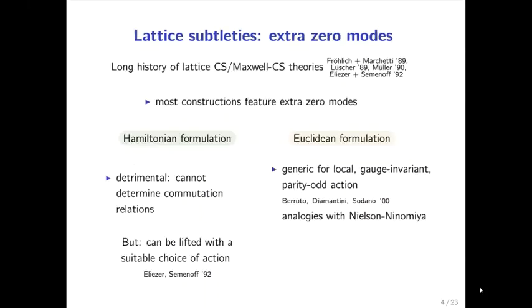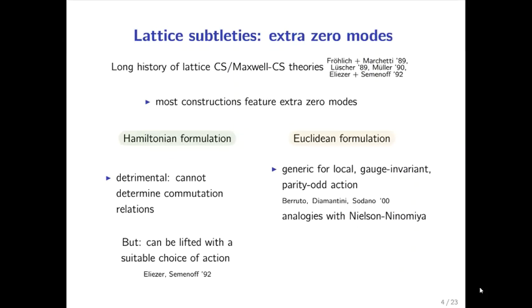As I mentioned, there's a long history of people studying lattice Chern-Simons theory, dating back to Fröhlich and Marchetti. Most of this older literature was preoccupied with the existence of extra zero modes on the lattice, which had no continuum analog. In the Hamiltonian formulation, this is a serious problem. Basically, the Gaussian operator sandwiched between A and A is not invertible, so it has some extra zeros, and you can't completely determine commutation relations between link variables. But at the same time, in the Hamiltonian formulation, there's a suitable choice of action where these zero modes are lifted, so it seems like it's not a problem.